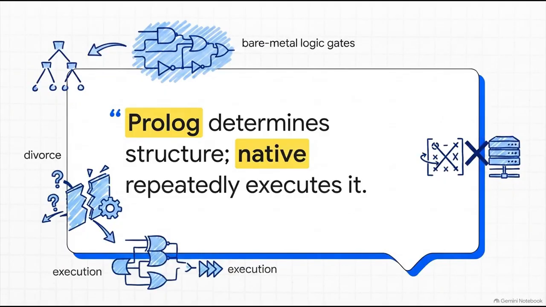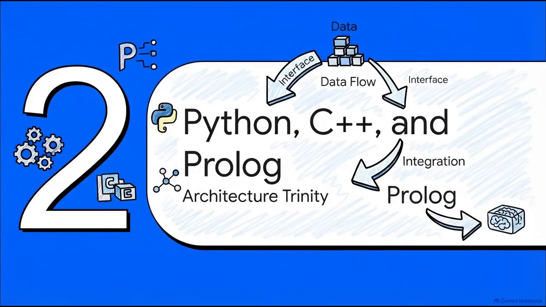If you remember only one single thing from this entire explainer, make it this foundational quote right from the project's documentation. Prolog determines structure, native repeatedly executes it. This is a massive paradigm shift. In traditional AI, the exact same mathematical engine that trains the model is usually the one running the inference, which drags along so much unnecessary overhead. But the PTM philosophy completely divorces deliberation from execution. We use a high-level symbolic language to invent and discover the structural rules of the data. And then, and this is the cool part, we compile those discoveries down to bare metal logic gates for blistering inference speed. Moving right along to Section 2, Python, C++, and Prolog, the architecture trinity.